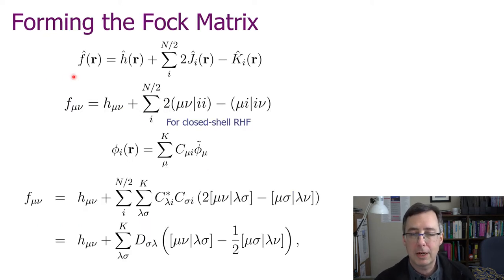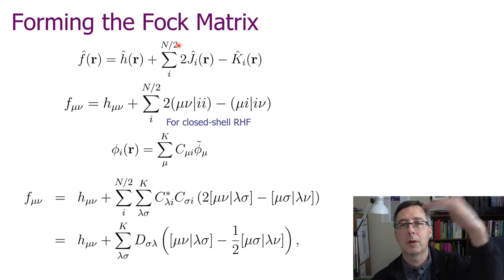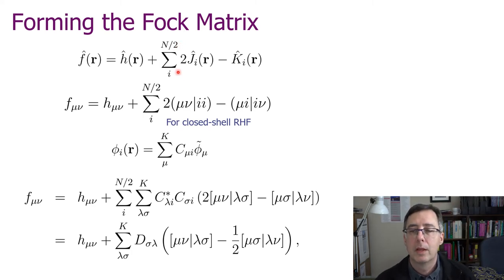How do I form this Fock matrix again? Well, it's defined as this one electron operator plus these J's and K's. Here I'm going to go ahead and, for simplicity, assume I have a closed shell molecule, just because it's easier to think about, maybe. So I'm going to sum over the number of electrons divided by 2, because each spatial orbital will get 2 electrons in it.